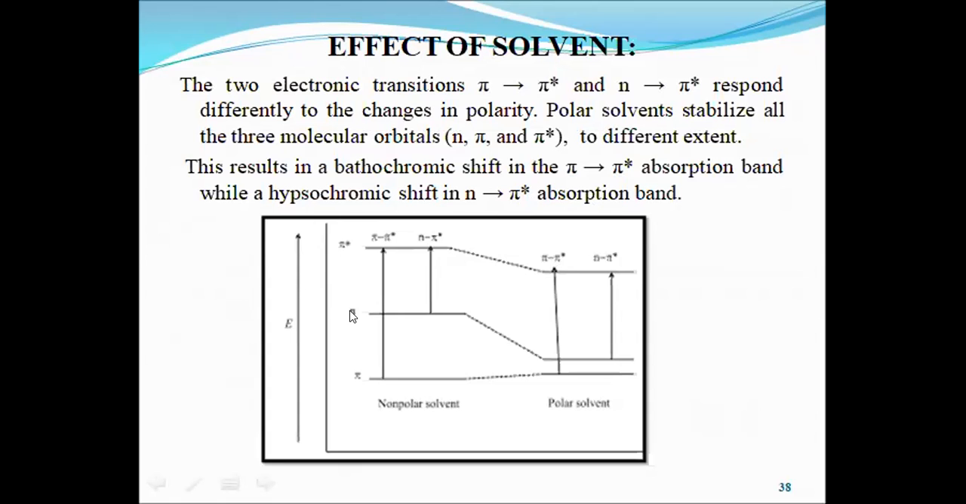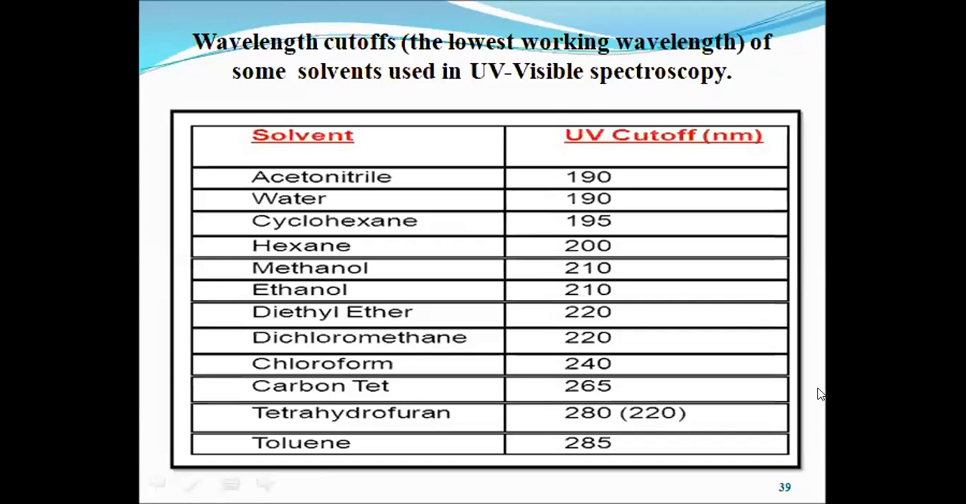This is the pi electron level, this is non-bonding, this is pi star, and increasing energy is indicated here. This transition happens when the solvent is non-polar. As soon as we change the solvent to a polar solvent, the transition is different because of the change in the solvent. The table shows the wavelength cutoffs, that is the lowest working wavelength, of some solvents which are used in UV visible spectroscopy. We can see a few examples: water UV cutoff in nanometer is 190, for hexane it is 200, methanol it is 210, ethanol also it is 210. It is different for different types of solvents.